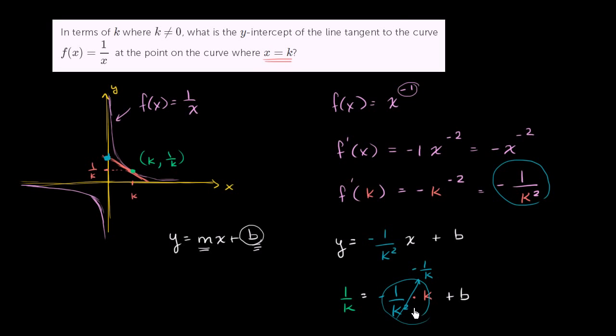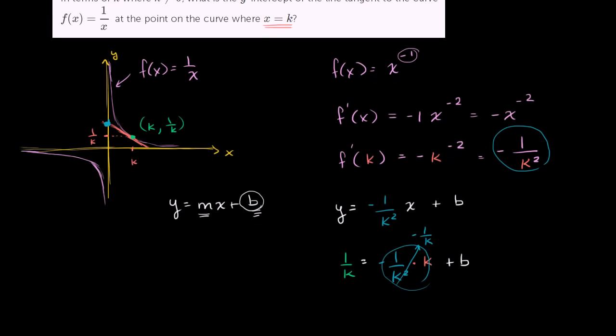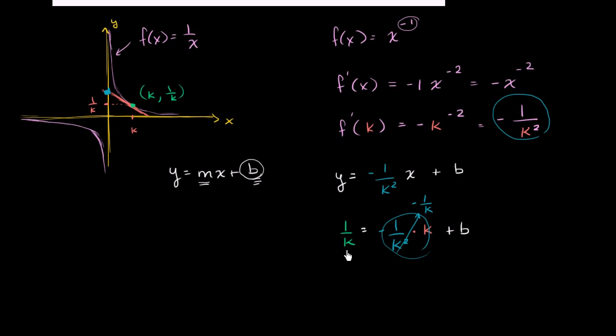So how do we solve for b? Well, we could just add 1 over k to both sides. On the left-hand side, you're left with 2 over k. And on the right-hand side, you're just left with b is equal to b. So we're done. The y-intercept of the line tangent to the curve when x equals k is going to be 2 over k.